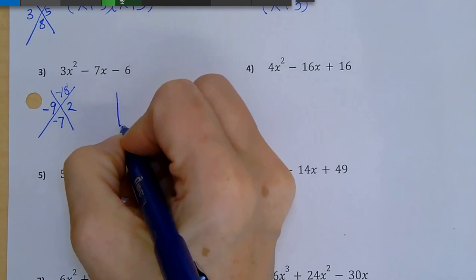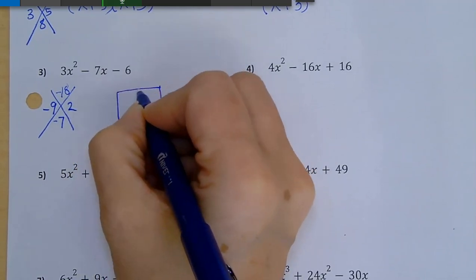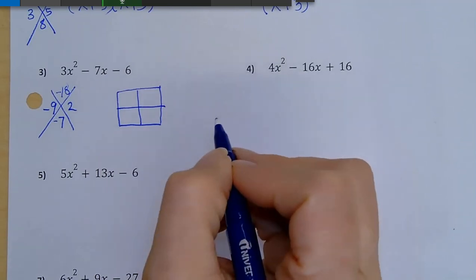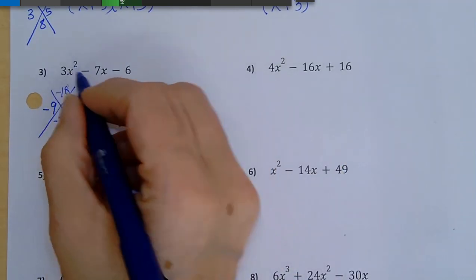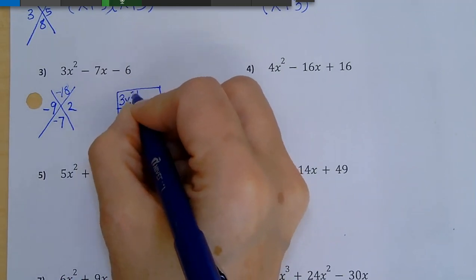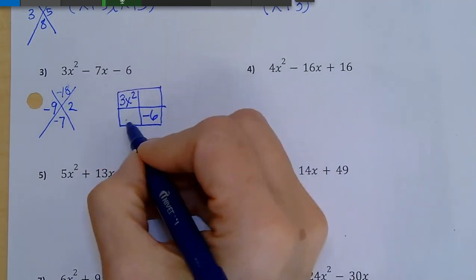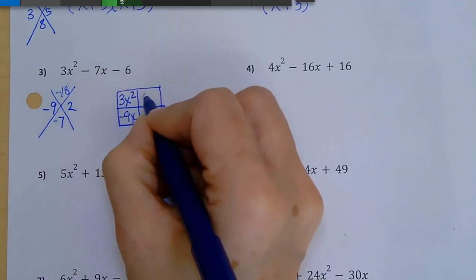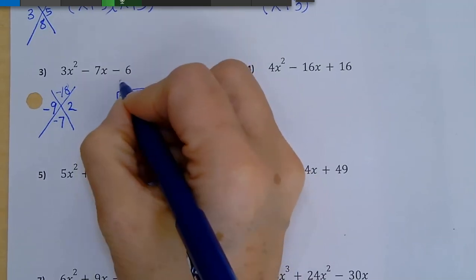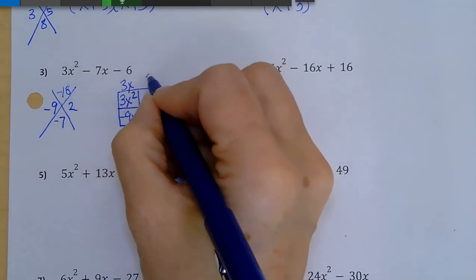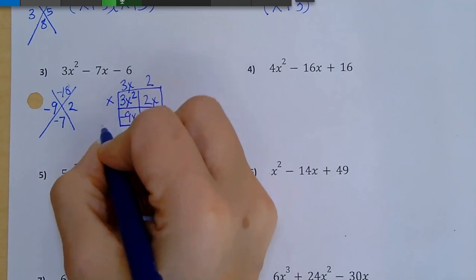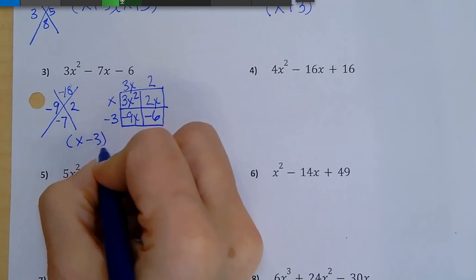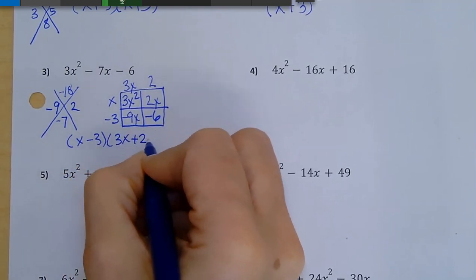I'm going to use box method, but if you do grouping, that's totally fine. Okay, whatever you like. Or if you can kind of do trial and error, you can probably do this one too. Okay, I'm going to put my first term, the whole term, in my box, and my last term in my box. And I'm going to split up that middle term into negative 9x and positive 2x. So if I look down, I'm going to take a 3x. I look down, I'm going to take a 2. Side to side, I get an x, and side to side, I get a negative 3. This just broke up into x minus 3 times 3x plus 2 for me.